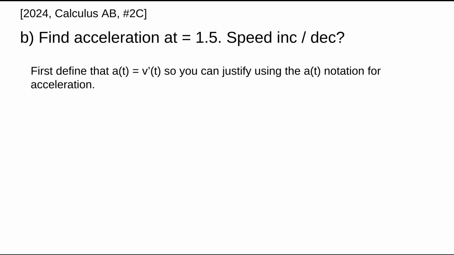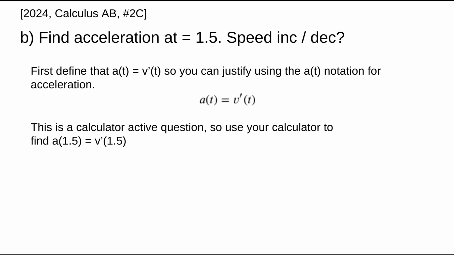Otherwise, if a of t is just some function without a clear definition, it isn't clear to the reader what function you're actually evaluating, and so there's a good chance you would not earn points. All right, so explicitly define a of t to be the derivative of our velocity function. This is a calculator active question, so we can figure out what a of 1.5 is simply by evaluating the derivative of our velocity function at 1.5. And it turns out that a of 1.5 is negative 1.